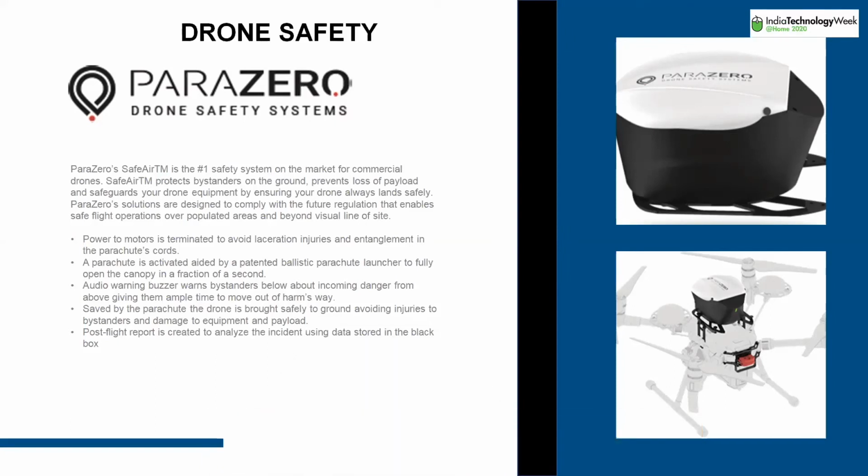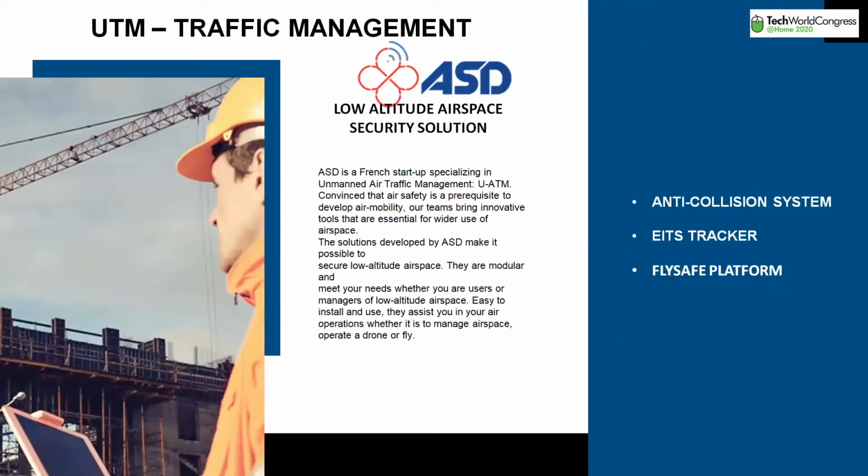This is the ParaZero drone parachute system. It has safety features, and we have these systems in India so that they can be used by local drone manufacturers or drone enthusiasts. I have mentioned earlier about urban traffic management. ASD is a company based out of France. They have anti-collision systems and trackers for drones.